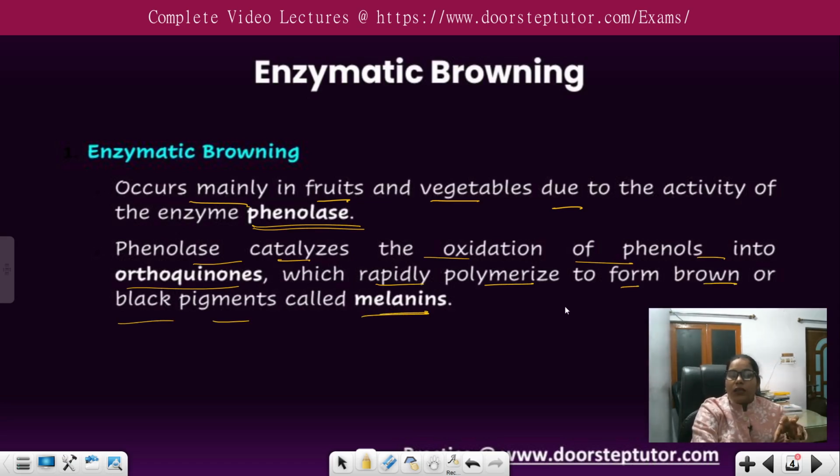As you have seen in the apple, when we cut the apple and leave it for 5, 10, 15, 20 minutes, or half an hour, you can see some brown pigment on the cut portion of the apple. That is because a reaction takes place in which phenolase catalyzes the oxidation, phenol is converted into orthoquinone, and a brown or black pigment is visible. This is due to the presence of melanin.